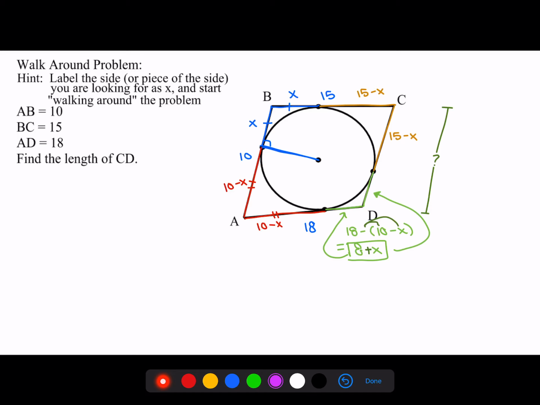Now lastly, if we want this whole length from C to D, we can say CD is equal to 15 minus X plus 8 plus X. If we look at this, our X's cancel out. 15 plus 8 will give us 23 units. And that's it.